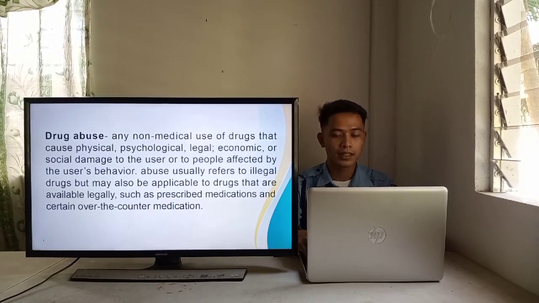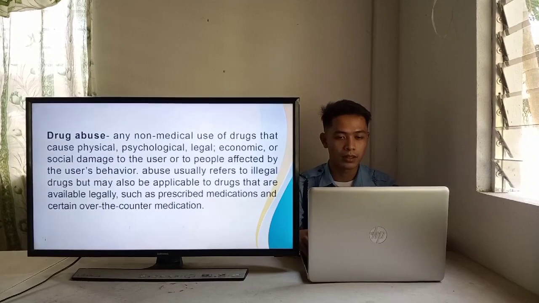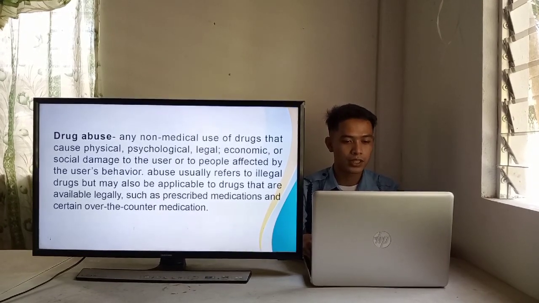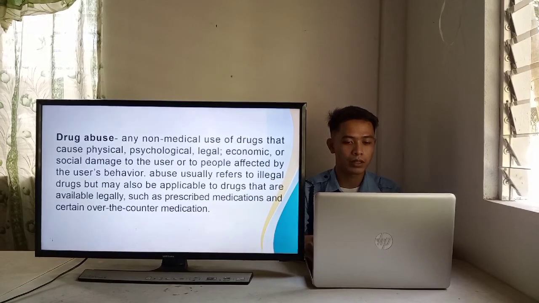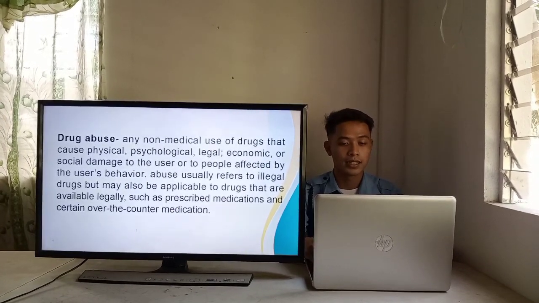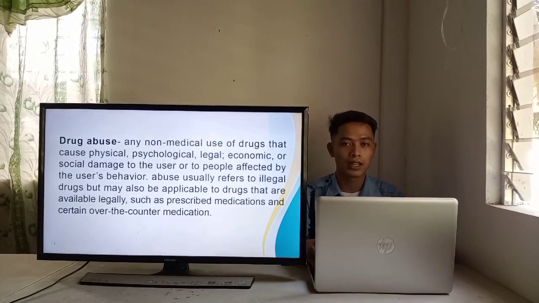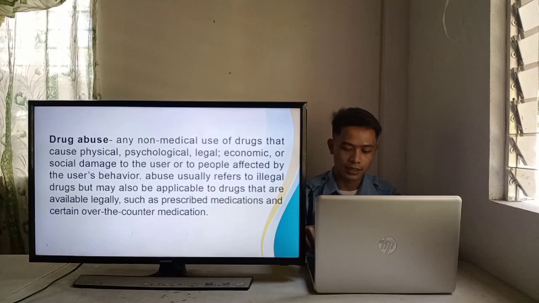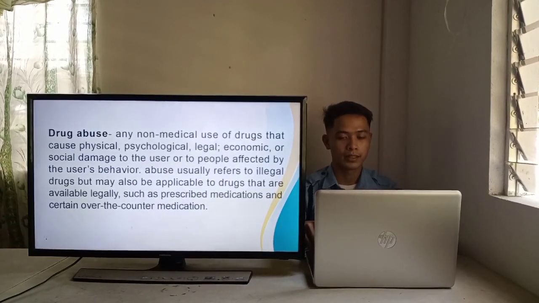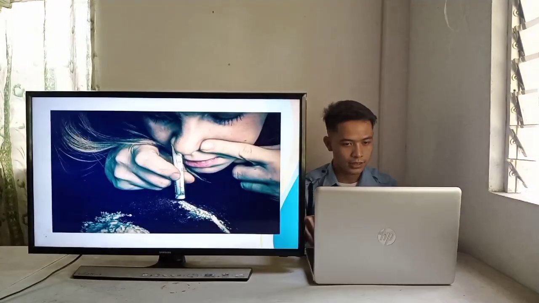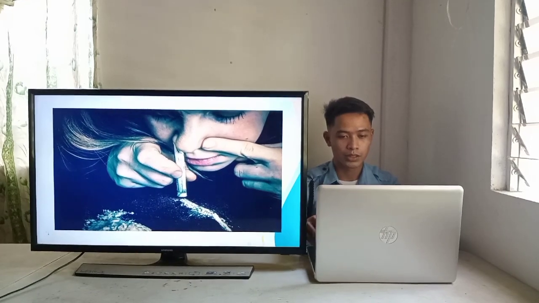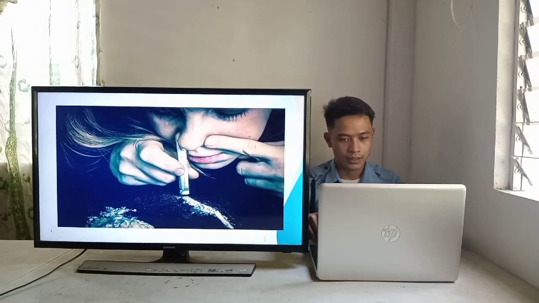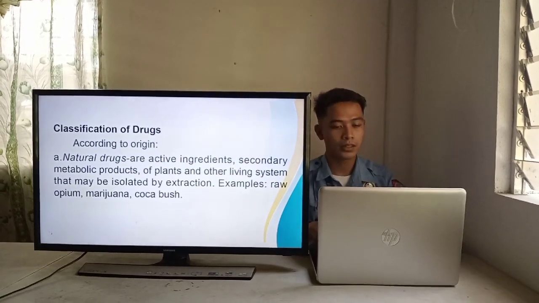Next is drug abuse. Any non-medical use of drugs that causes physical, psychological, legal, economic, or social damage to the user or the people affected by the user's behavior. Abuse usually refers to illegal drugs but may also be applicable to drugs that are available legally, such as prescribed medications and certain over-the-counter medication. So, drug abuse refers to those people who are using drugs in illegal ways, such as using shabu, marijuana, and other types of drugs. And this is the picture of how to use drugs, or should I say cocaine, shabu, or any drugs.